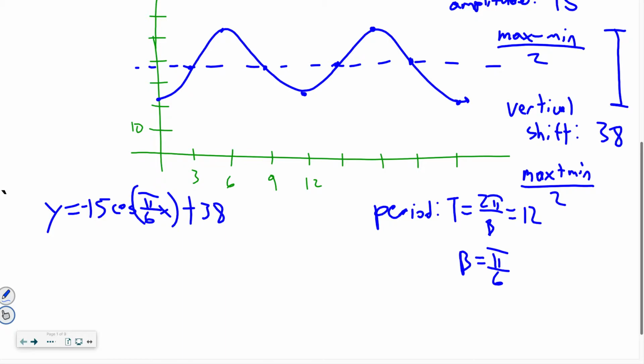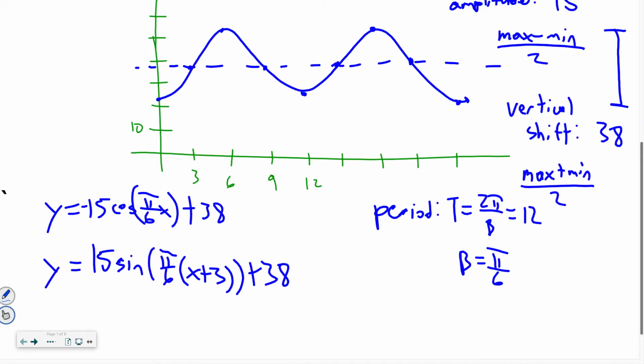Jack? Maybe. 15 sine of pi over 6 x plus 3, and then plus 38. You are correct depending on how you wrote it. It's going to be x plus 3 in parentheses if we wanted to make it work. Because remember that phase shift is c over b if we don't have it in this extra factored form. So that's why I greatly prefer this way.